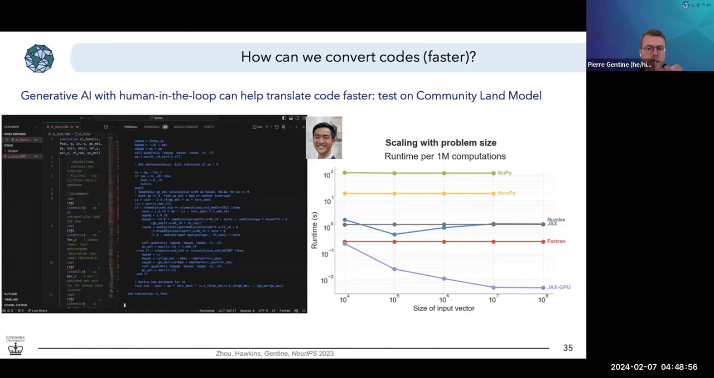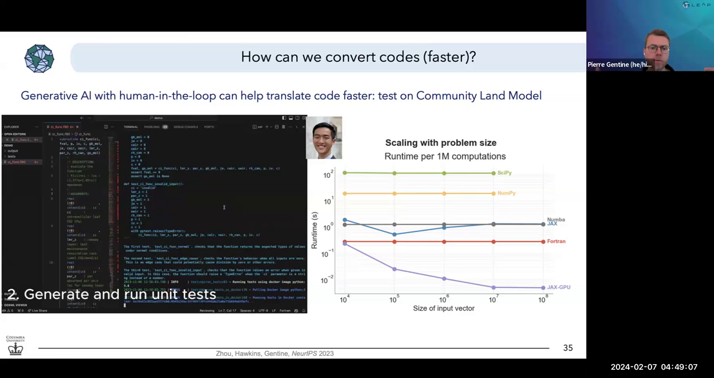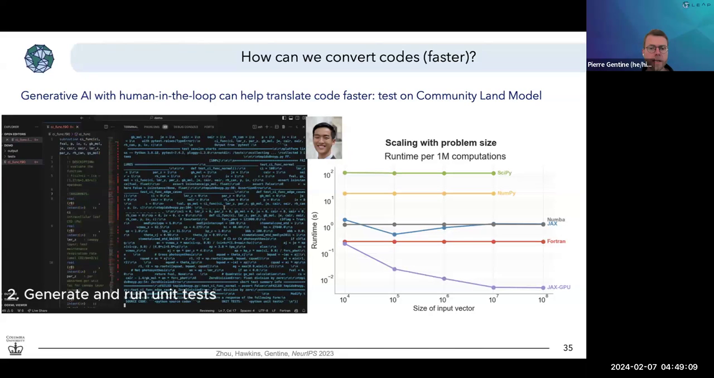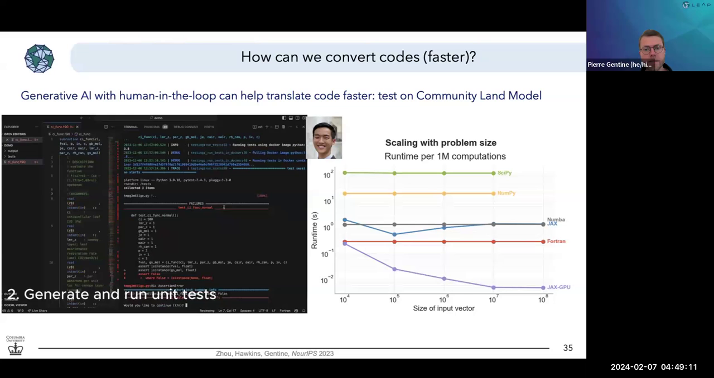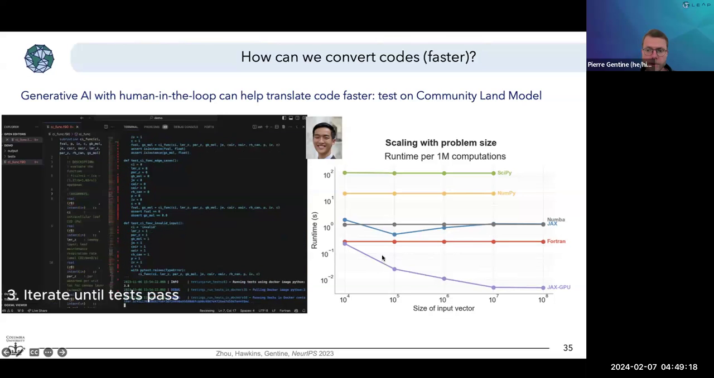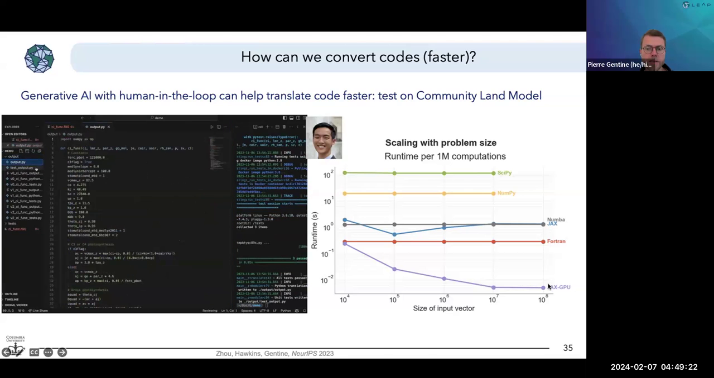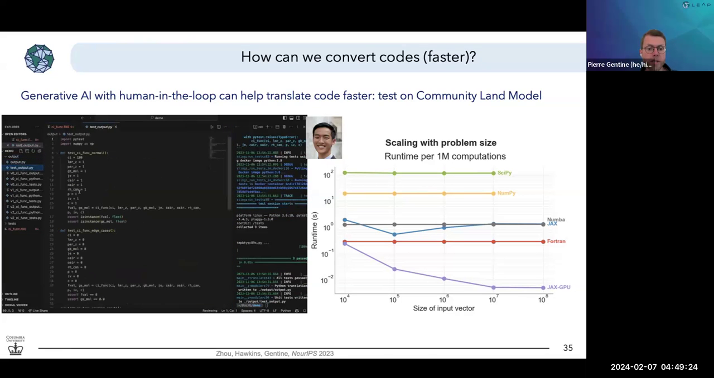And you could show that you can actually generate some Python code that is similar to the Fortran code, and then generate a bunch of unit tests and test that. You fail multiple times, but eventually the code will converge and pass the test. In that case, you have a successful Python-based model. That was based on JAX. And we could show that with that model, we could have very high performance, equivalent and even faster than the original Fortran model, because we could leverage GPUs that we don't leverage right now.